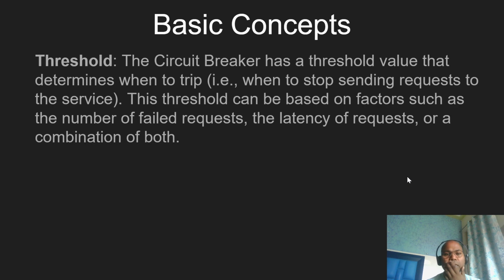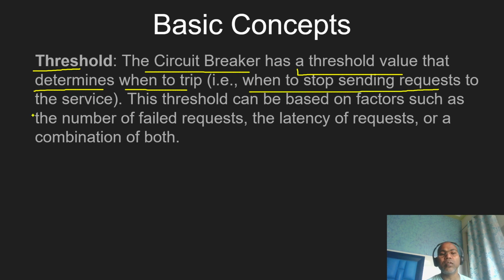So these are the basic concepts on which parameters our systems decide whether to allow requests to go to a particular faulty node, or to wait. Somehow we have to calculate some threshold value. The circuit breaker has a concept of a threshold value that determines when to stop sending requests to the services.